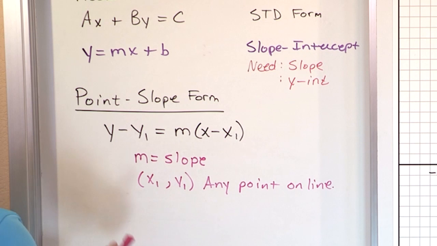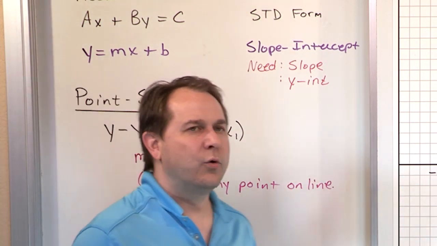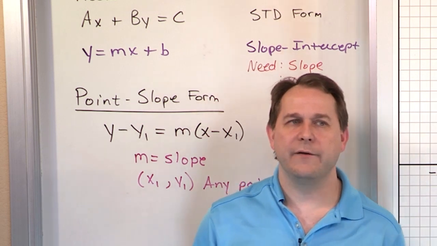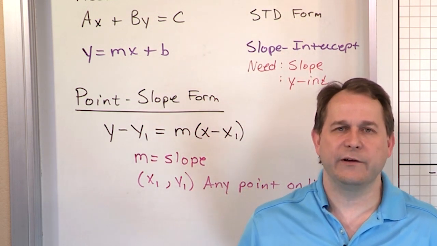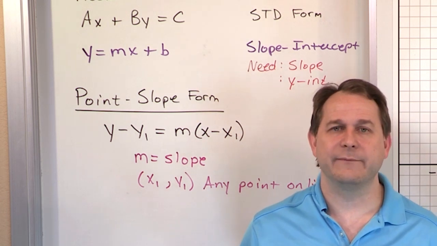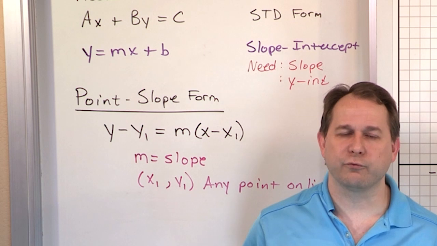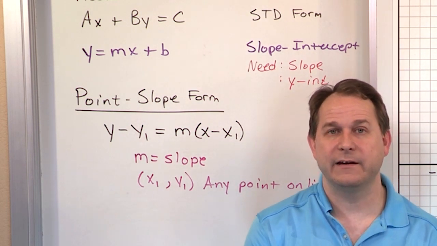In order to use this form, I need to know the slope and I need to know any other point on the line. Now you might ask, why do we have so many different forms of the same thing, which is just an equation of a line? Two reasons. Number 1, because as I mentioned about 37 times already, lines are really important. They're used to solve tons of real problems in science and math and engineering.